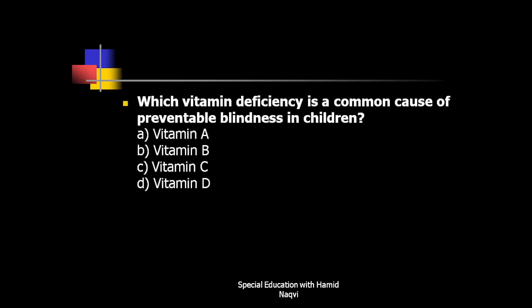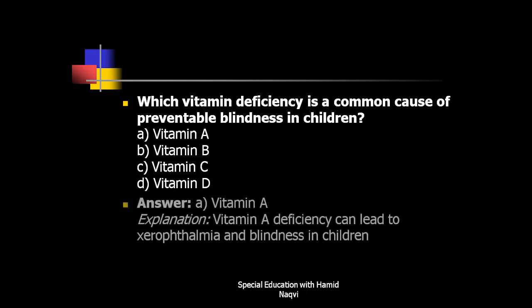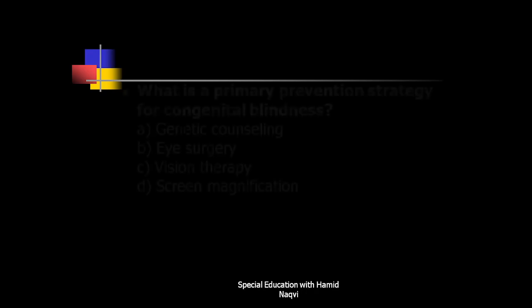Which vitamin deficiency is a common cause of preventable blindness in children? Vitamin A, vitamin B, vitamin C, vitamin D. Vitamin A. Vitamin A deficiency can lead to exophthalmia and blindness in children.